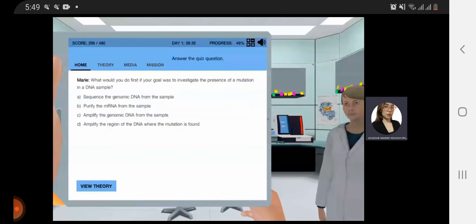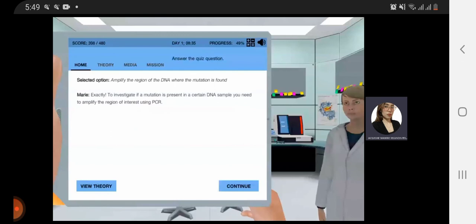What would you do first if your goal was to investigate the presence of a mutation in a DNA sample? Exactly. To investigate if a mutation is present in a certain DNA sample, you need to amplify the region of interest using PCR.